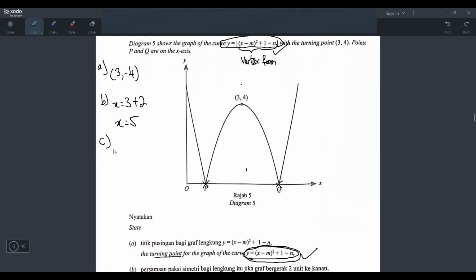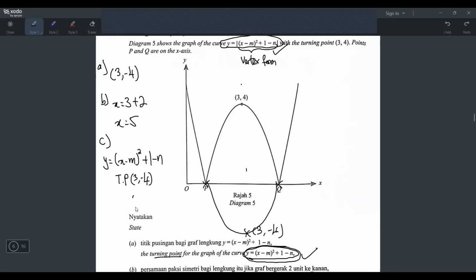So I'm going to write down this equation. It will be y equals bracket x minus m square plus 1 minus n. This one has no modulus. And can you tell me, for the one without modulus, what is its turning point? It's 3, negative 4, right? Not 3, 4, because without the modulus, it will go down until 3, negative 4. I already explained just now, right? So that's why the turning point for this equation is 3, negative 4.